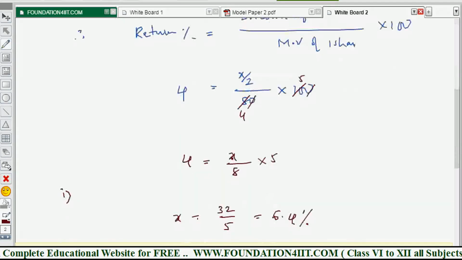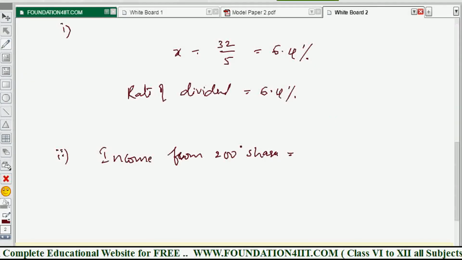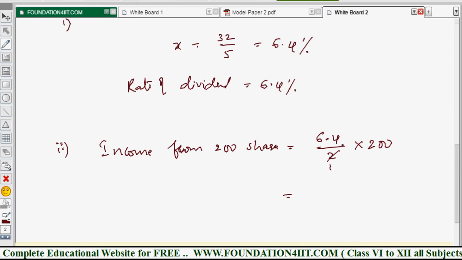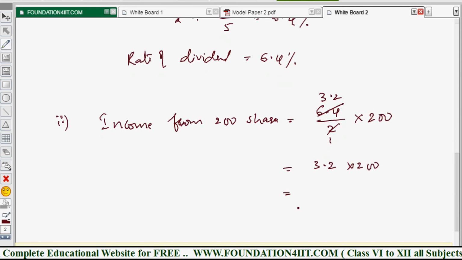Now the x value we got is 6.4. So 6.4 by 2 is income from one share, into 200 shares, because that is the total shares. Now you can simplify this. Two ones are 2, 3.2. Then 3.2 into 200 is 64 and 0, so 640. Rupees 640 is the income from 200 shares, right?